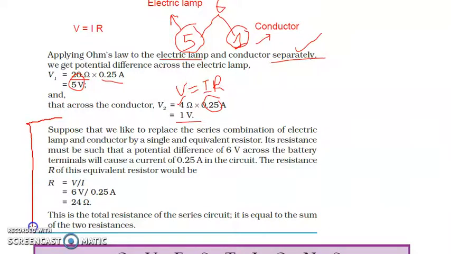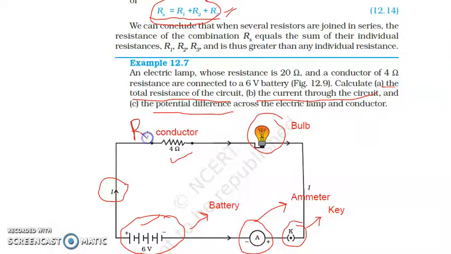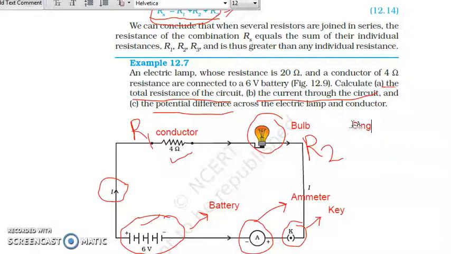This part is an important part from the point of view of the conceptual part. What this suggests is, suppose that we would like to replace the series combination of the lamp and conductor by a single equivalent resistance. You might remember that we talked about the equivalent resistances in series in detail. What this equivalent resistance in series means is, let us say this conductor is resistor number 1 and this bulb is resistor number 2. If we have to remove these two resistors and connect a single resistor instead of them, then that single resistor should have the value equal to the equivalent resistor.